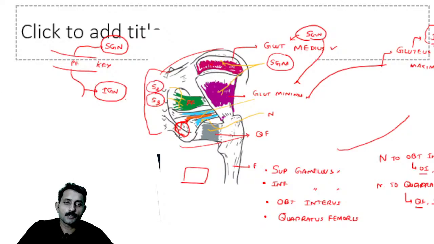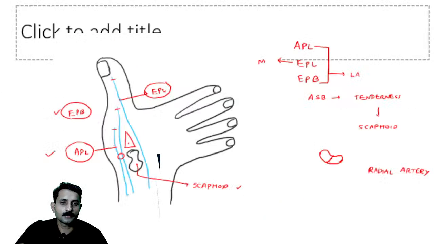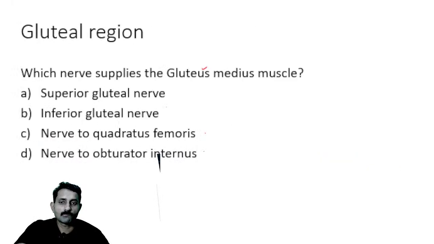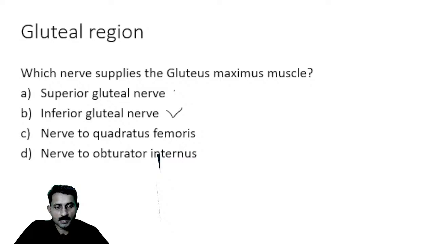Okay. Now, if you go back to the question, you can see that now we can answer. Which nerve will supply the gluteus medius muscle? Superior gluteal nerve, nerve to quadratus femoris, or this one? It is supplied by which nerve? That is the superior gluteal nerve. So, the inferior gluteal nerve will supply the gluteus maximus.